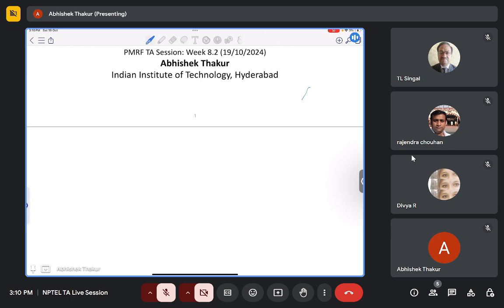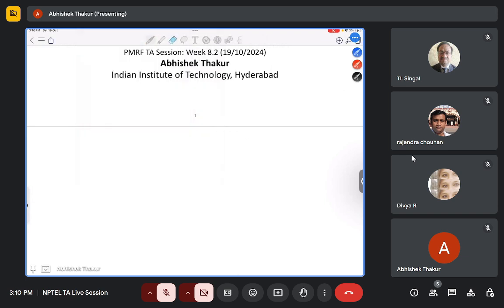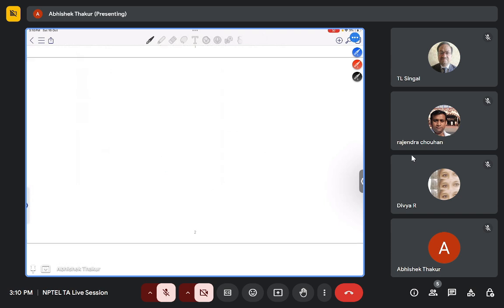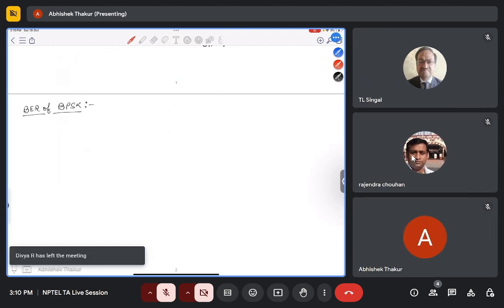So the first question is based on the bit error rate of BPSK. In this lecture, we'll see the formula and the questions, and we won't go more into the technical description or the derivation of the formulas.